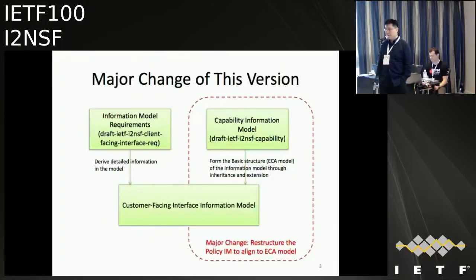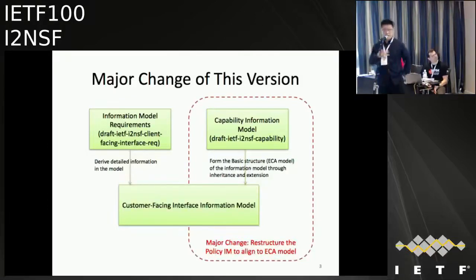Then we have the customer-facing requirement draft, which is a working group draft now. Based on that requirement draft, we wrote this information model draft. But from my personal view, the current information model draft is not so formal. It's more like some content that we need, which we list here and organize into a simple structure.